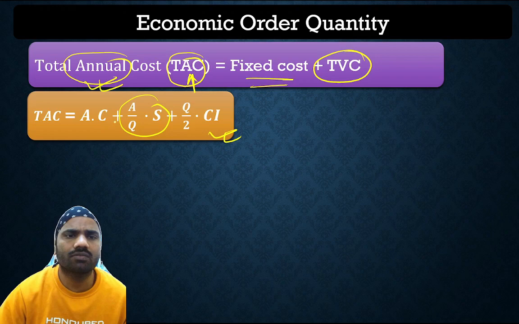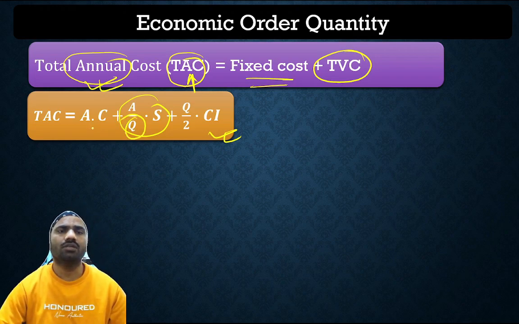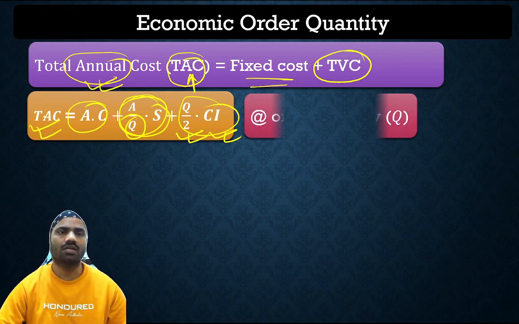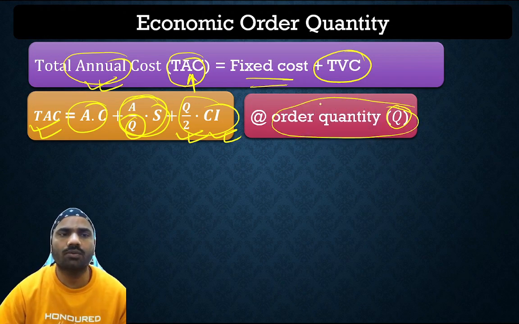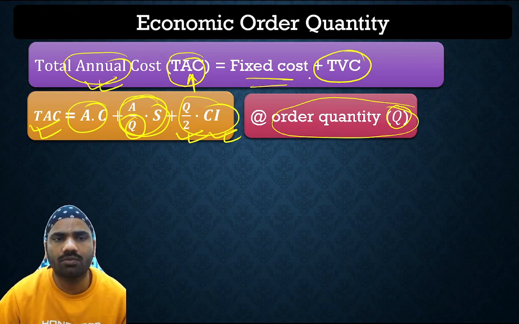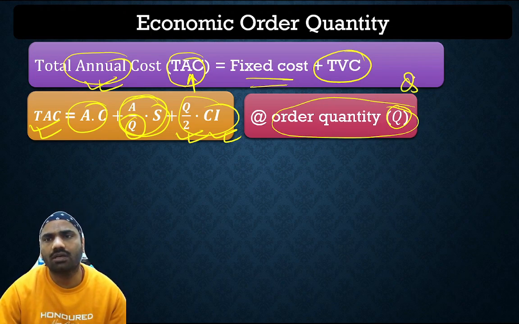So total annual cost at any particular quantity Q will be A into C plus A by Q into S plus Q by 2 into C, where A into C is the fixed cost, this is the ordering cost, and this particular value is the inventory carrying cost. So this total annual cost depends on that ordering quantity Q. We can also find the value of total annual cost at a particular given quantity and at the optimal quantity, and that quantity will be Q star.